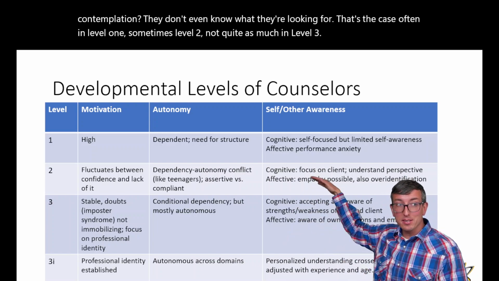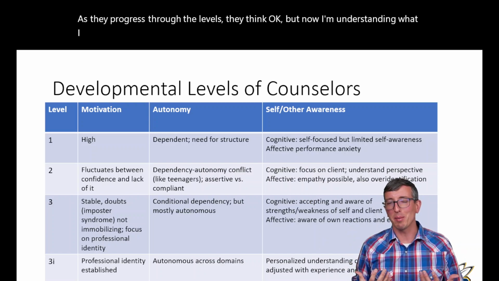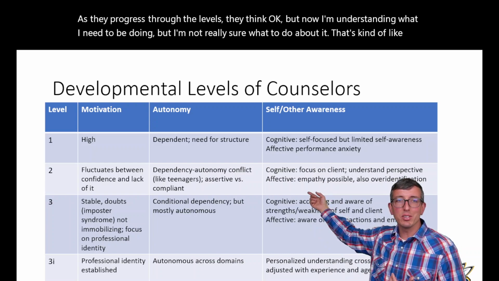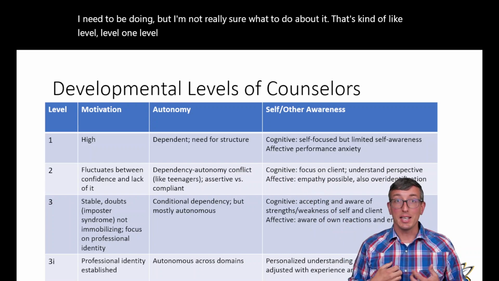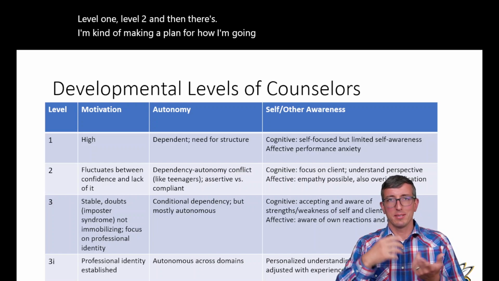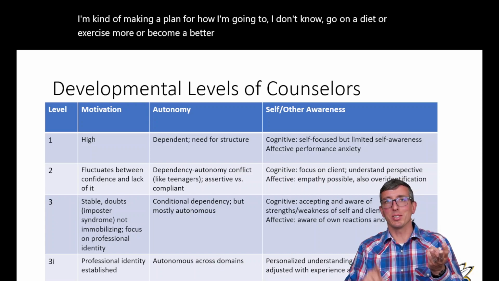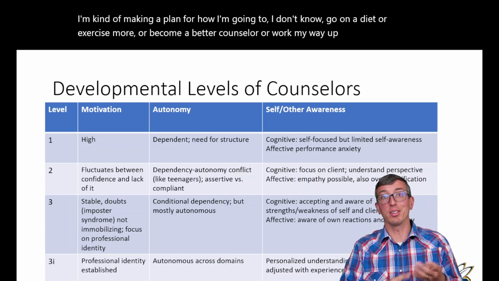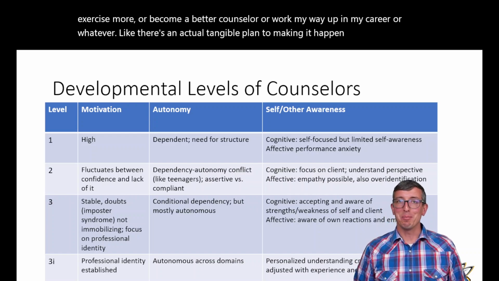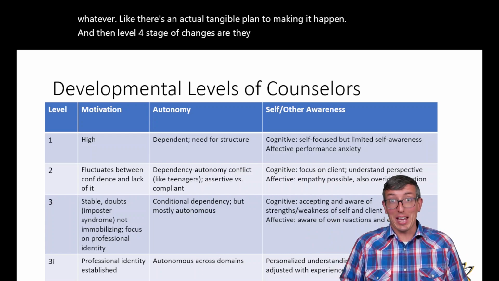As they progress through the levels, they think, okay, now I'm understanding what I need to be doing, but I'm not really sure what to do about it. That's kind of like level 1, level 2. And then there's, yeah, I'm making a plan for how I'm going to go on a diet or exercise more or become a better counselor or work my way up in my career, whatever. There's an actual tangible plan to making it happen. And then the level 4 stage of change is, are they actually doing it? Are they actually following through?